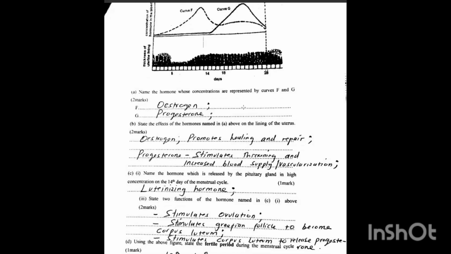Name a hormone which is released by the pituitary gland in high concentration on the 14th day of your menstrual cycle. That is luteinizing hormone. It's a hormone that helps in ovulation.